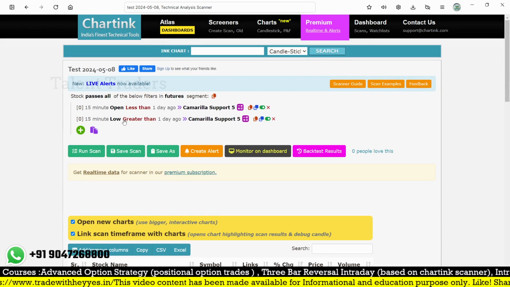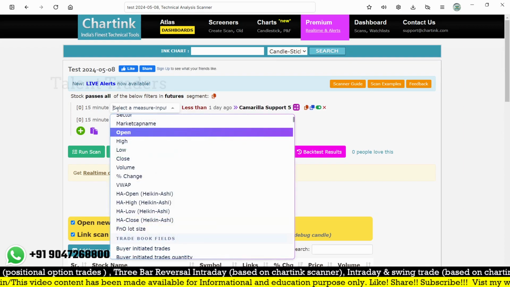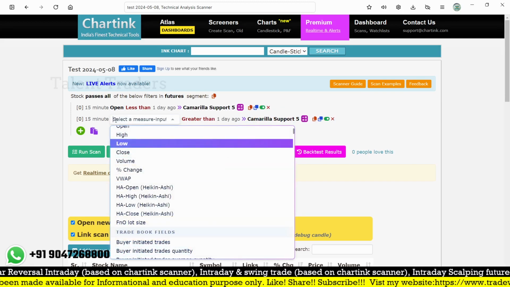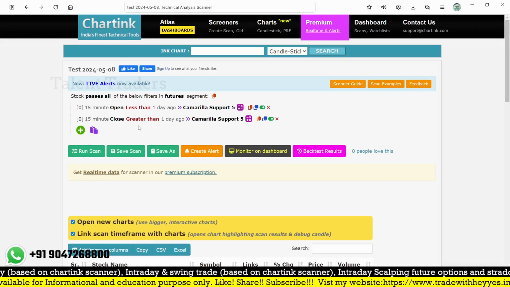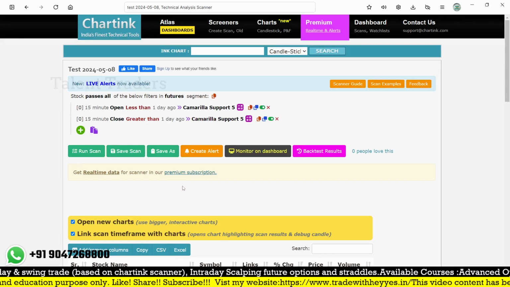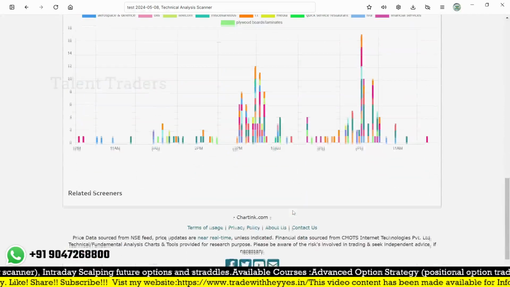On the 15 minute time frame, open less than and close greater than, not low. Okay, this is what the extra days' R4 scanner which you have created, the R5 scanner. Now it is an S5 scanner for some of the stocks which are forming such a pattern.